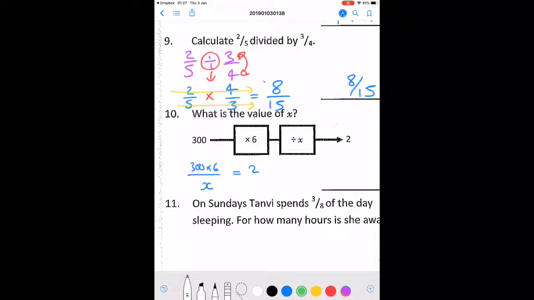Now if I want to make x the subject, the opposite of divided by x is times by x. The opposite of times by 2 is divided by 2. So we have to swap these two numbers over. That will give us something that looks like this now. So we'll have 300 times 6 in the same place. The 2 goes to the bottom and the x ends up at the top. So that gives you 300 times 6, which is 1800. Then divided by 2, that gives you nice, lovely 900.